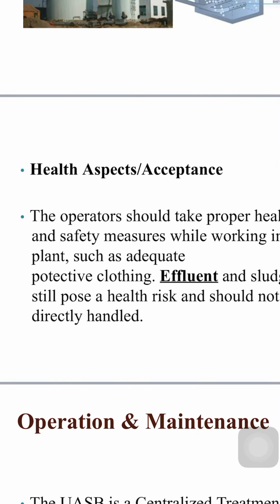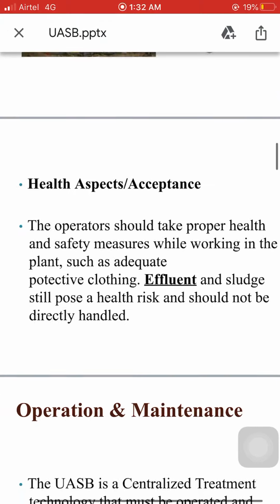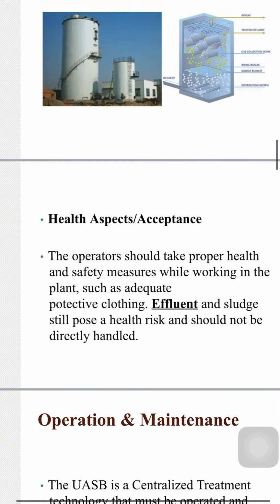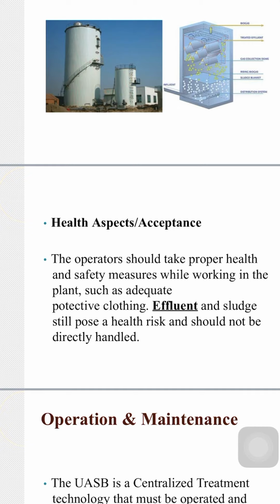Now we will go to the health aspects. The operator should take proper health and safety measures while working in the plant, such as wearing adequate protective clothes. Effluent and sludge still pose a health risk and should not be directly handled. There is a high temperature in the reactor, so workers are advised not to go directly into the plant without safety equipment, protective clothes, or any precautions.